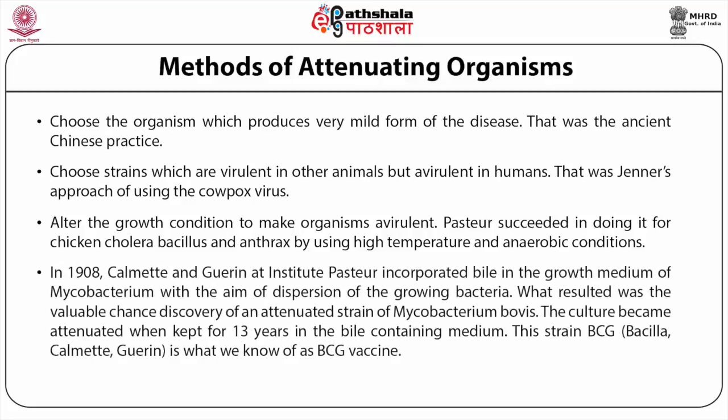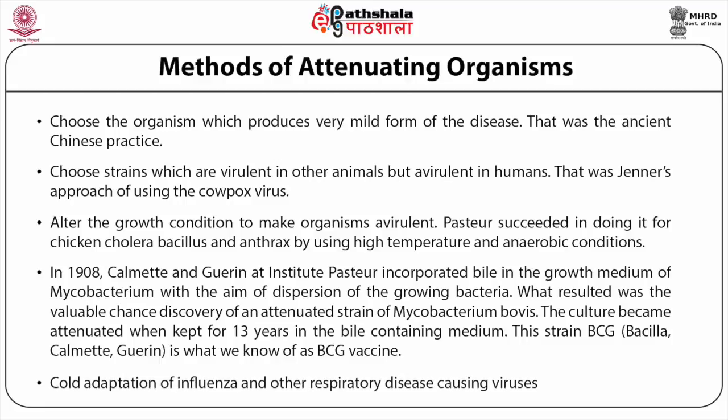In 1908, Calmette and Guerin at Institut Pasteur incorporated bile in the growth medium of Mycobacterium with the aim of dispersion of the growing bacteria. What resulted was the valuable chance discovery of an attenuated strain of Mycobacterium bovis. The culture became attenuated when kept for 13 years in the bile-containing medium. This strain BCG, which stands for Bacille Calmette-Guerin, is what we know of as BCG vaccine today.